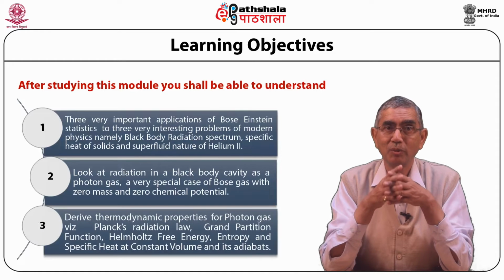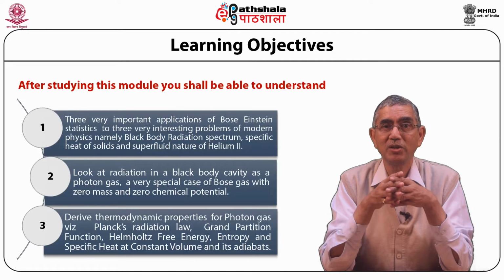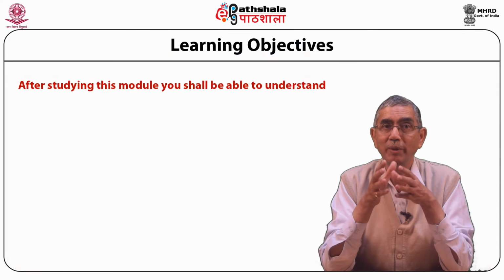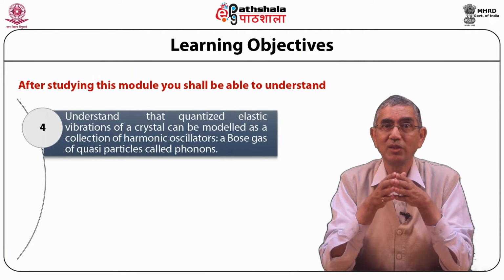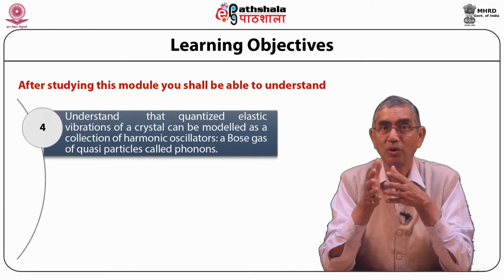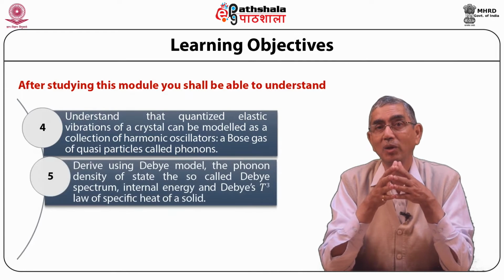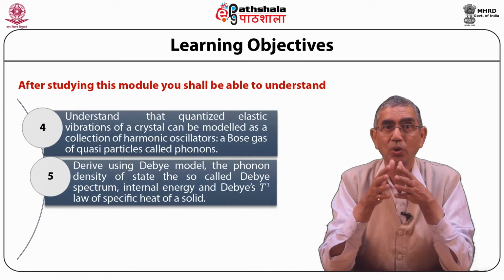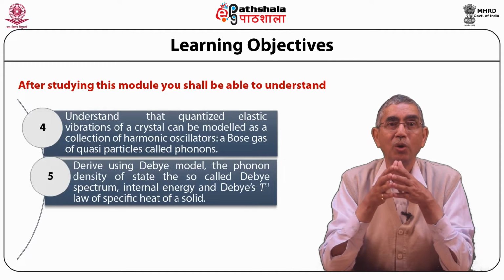You will be able to derive thermodynamical properties of photon gas with Planck's radiation law, grand partition function, Helmholtz free energy, entropy, and specific heat at constant volume and its adiabats. You will be able to understand that quantized elastic vibrations of a crystal can be modeled as a collection of harmonic oscillators and a Bose gas of quasi-particles called phonons. Derive using the Debye model the phonon density of states, the so-called Debye spectrum, internal energy, and Debye's T-cube law of specific heat of a solid.